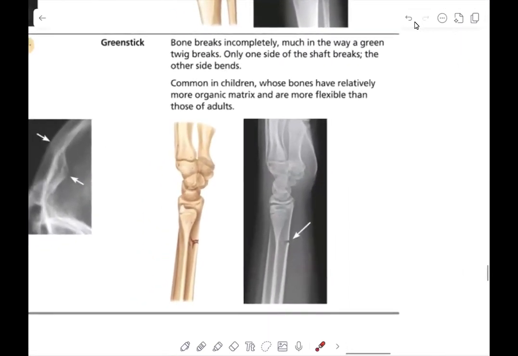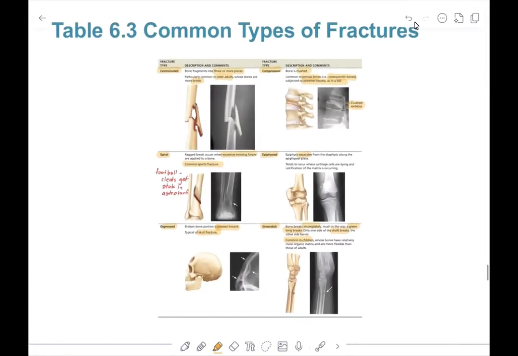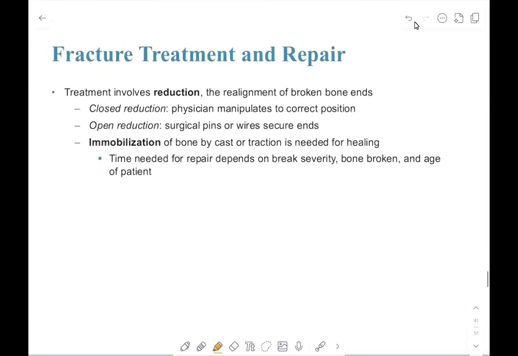And if you think of a green twig and how it breaks, that's exactly what it is. So the bone breaks incompletely, much in the way a green twig breaks, and only one side of the shaft breaks, the other side bends. And it's common in children whose bones have relatively more organic matrix and are more flexible than adults'.